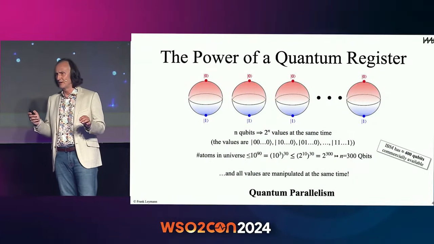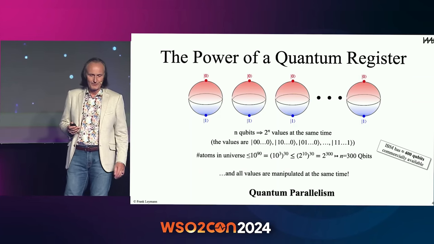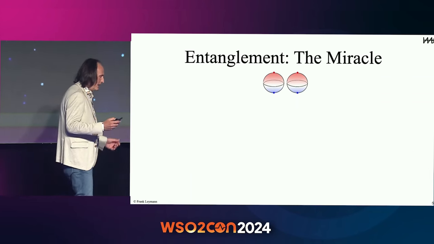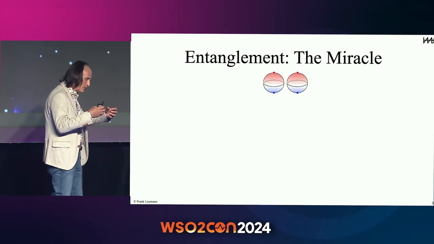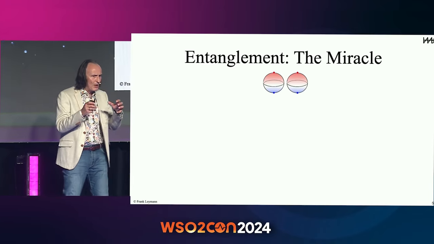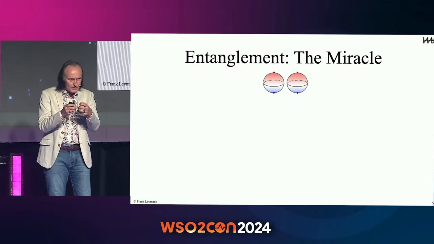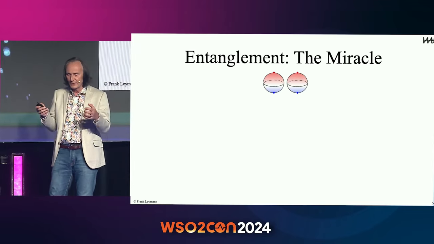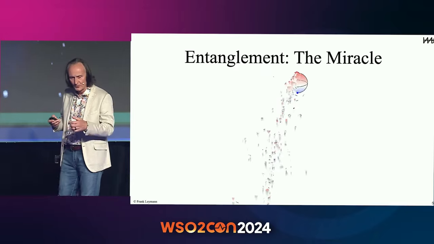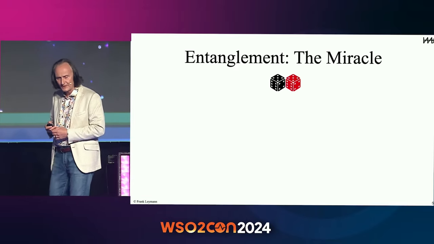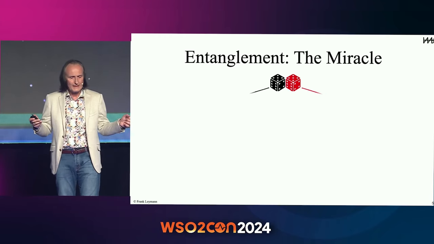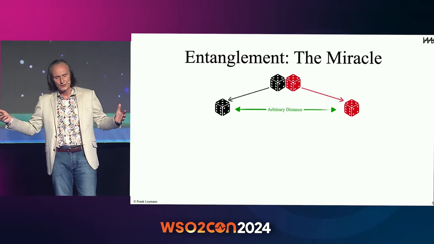The real power of quantum computers comes from a magical thing called entanglement. If you have a number of qubits, here I've shown 2 qubits, you can somehow relate them. If you bring them closely together, they remember each other. The analogy I would like to make is based on dice. I substitute the qubits by dice, and now you take the dice far apart. One die remains on Earth, the other goes to Mars.